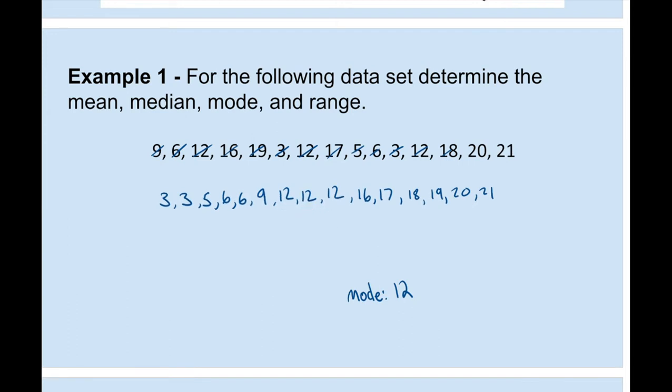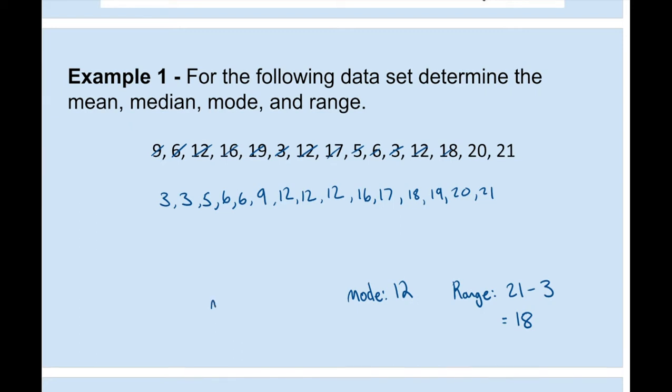Next easiest, I would say, would be also the range. The range is easy to calculate because we can clearly see our highest and our lowest value. So in this case, our highest value, 21, minus our lowest, 3, we then get a range of 18. So again, by ordering it, we're able to easily figure out two of our measures.